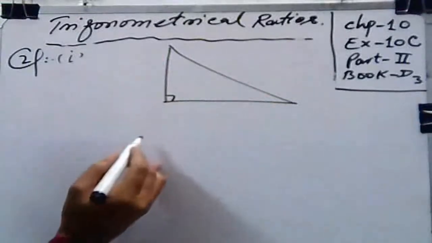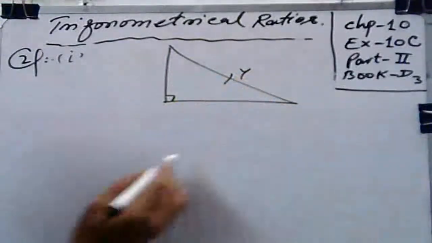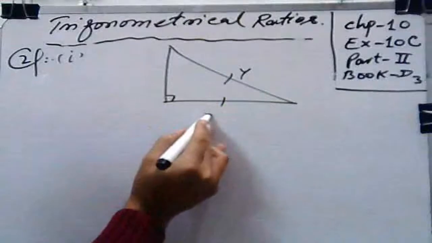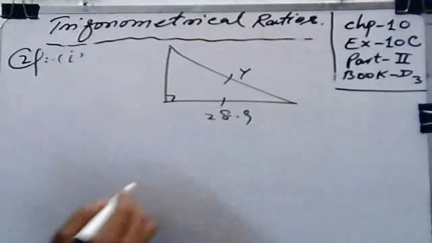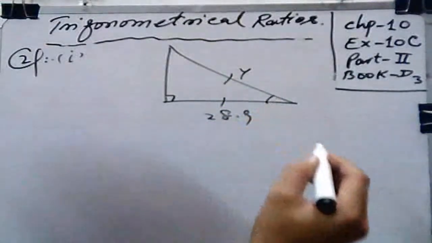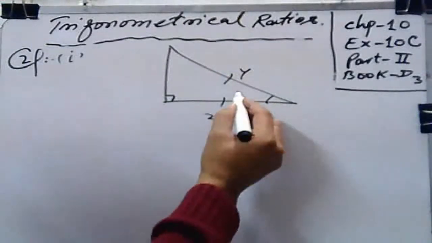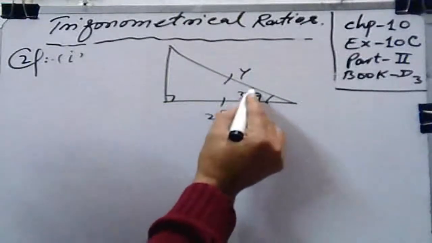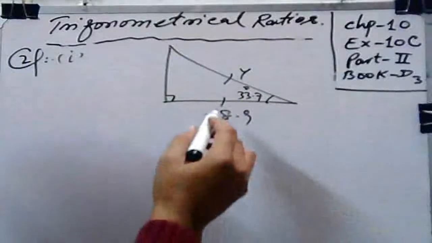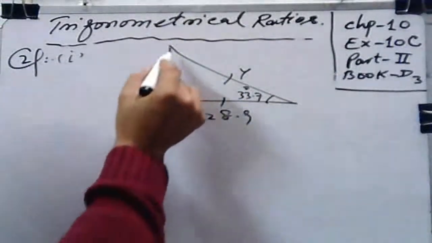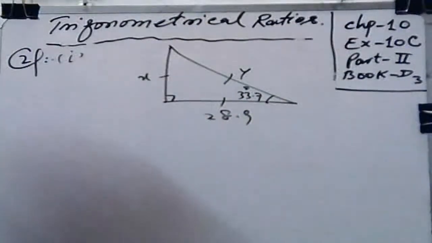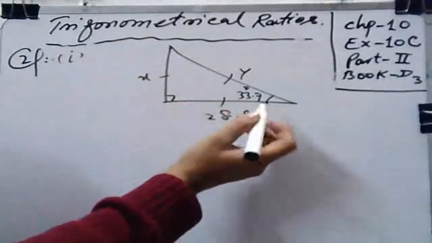The given figure is like this. So it is your second last part. After it, one part again we have to solve, then this exercise will be completed inshallah. So 28.9, the angle is 33.7 degree, and this side is your x. So now we have to take the ratios.